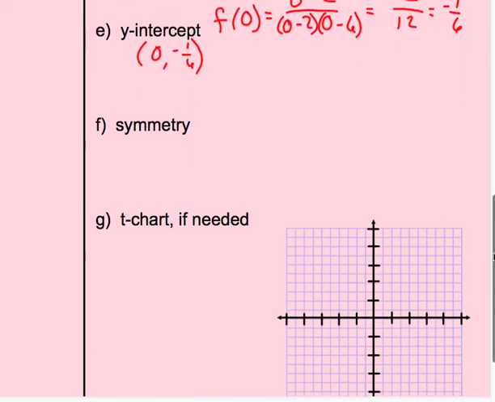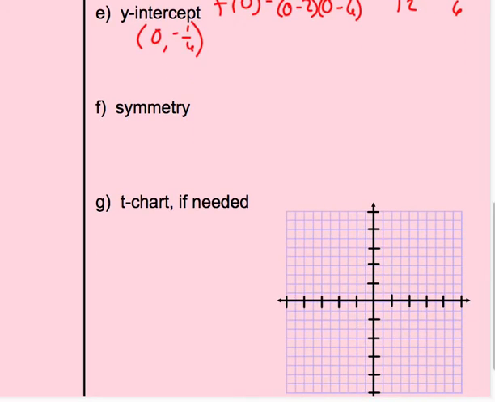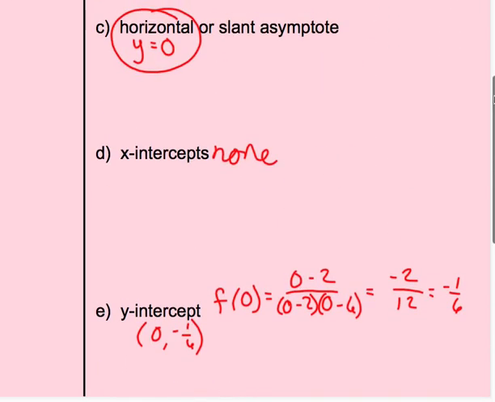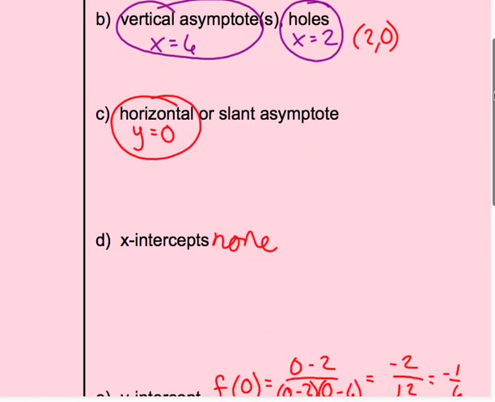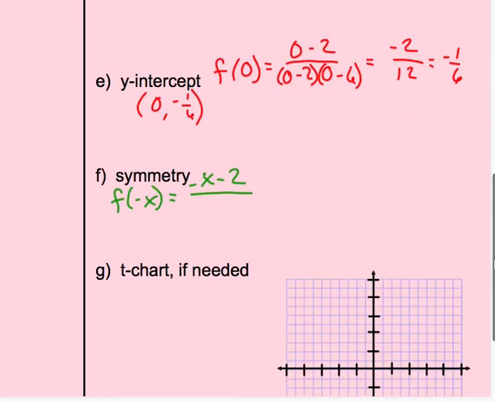If there's symmetry in the graph, we check that by replacing x with negative x, and we get, what was it, x squared minus 8x plus 12. So when we simplify, the numerator is simplified. The denominator, we would get x squared plus 8x plus 12.